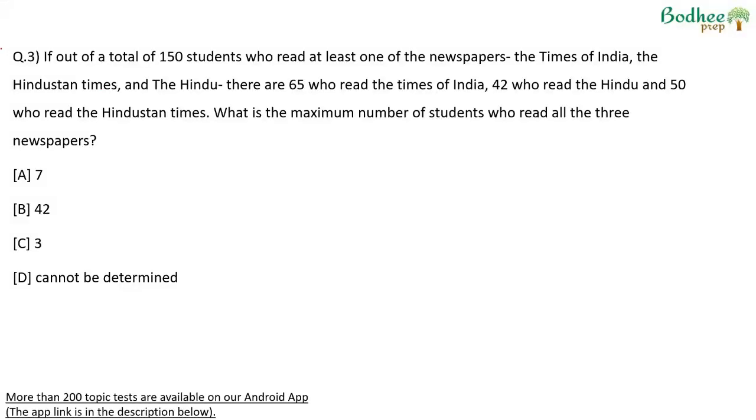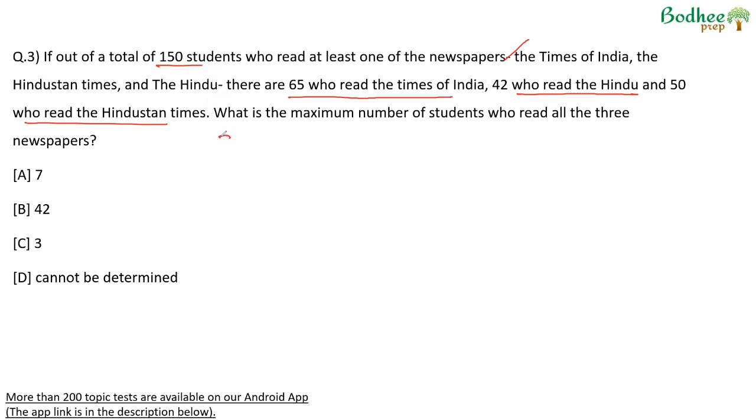If out of a total of 150 students who read at least one of the newspapers, Times of India, Hindustan Times, Hindu, 65 read Times, 42 read Hindu, 50 read Hindustan Times. What is the maximum number of students who read all the three newspapers?